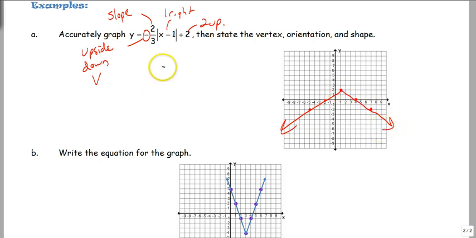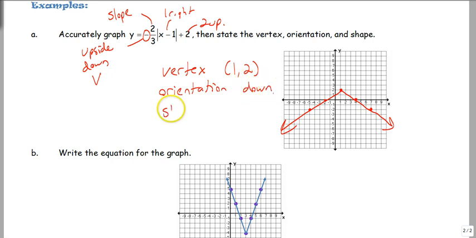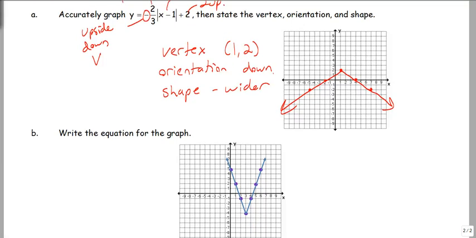The vertex is at 1, 2. Orientation is down. And the shape, since the fraction is less than 1, it is wider. Now, you have to be careful with that. If I have a fraction like 6/5, that is bigger than 1. Not every fraction makes it wider. It has to be less than 1 to be wider. Bigger than 1 gives us narrow.